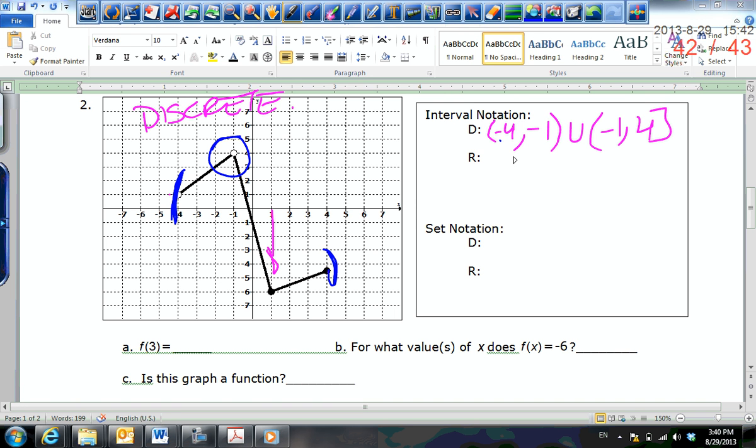Mario, what you got? So I'm gonna count when I'm doing the domain. I'm gonna do the -4, the -1, do the union, and then I'm gonna count the -1 again, and then do the rest.